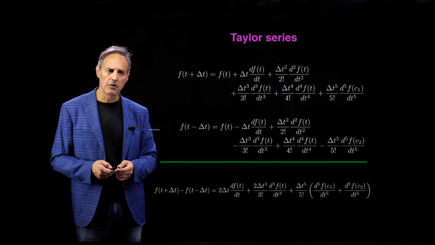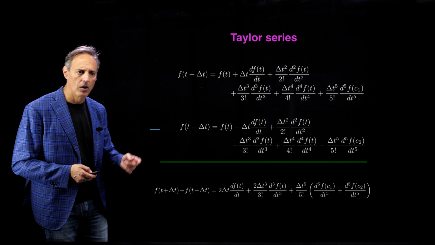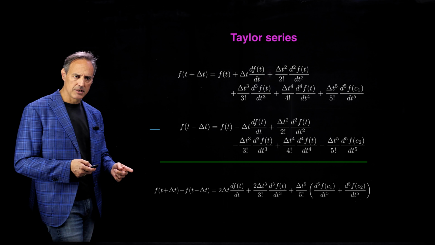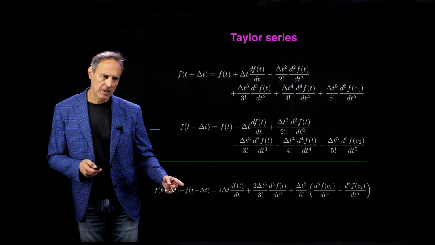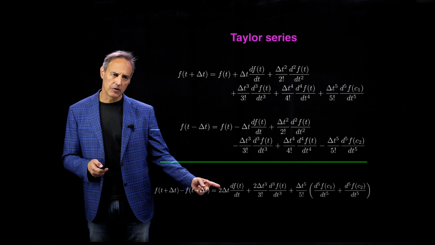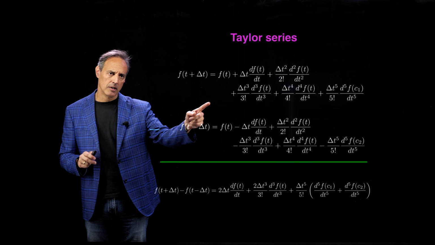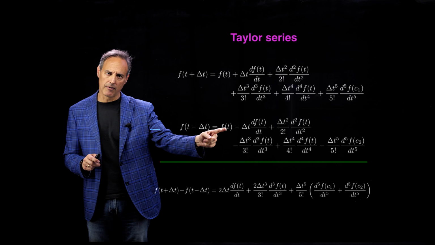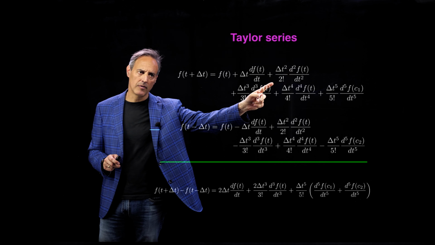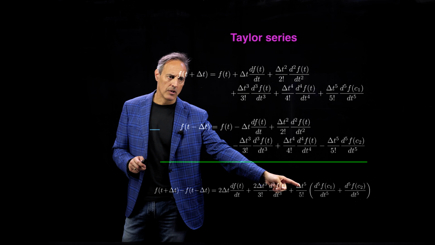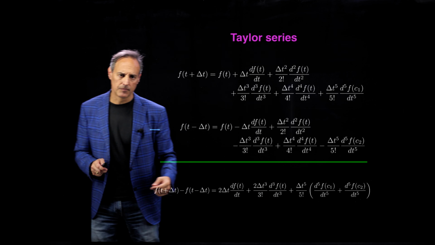So the question is, what does that allow me to do? Well, what it allows me to do now is to start thinking about, I can subtract these now, okay? And when I subtract these, notice what I'm getting here. I subtract these, I get, again, the first derivative. Remember, the function itself, f of t, cancels with the f of t. The second derivative cancels with the second derivative. And I get this expression here that goes up to delta t to the 5th, okay?